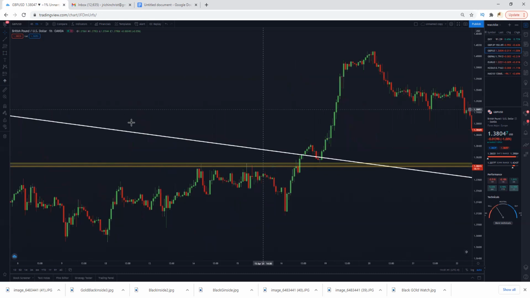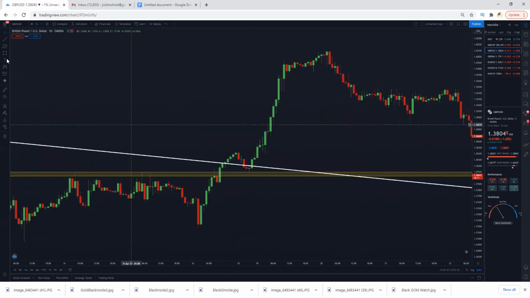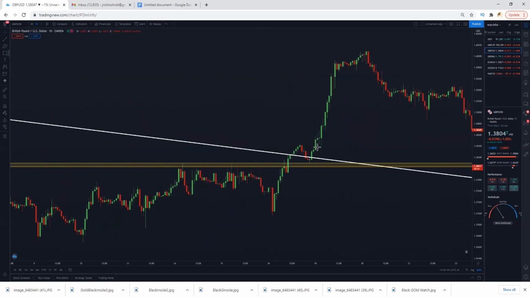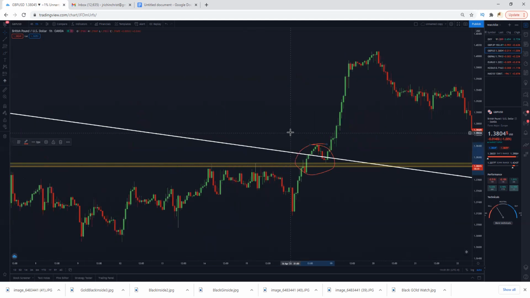Now, there's two ways you can do this. Okay, you see this area right here? This is the area of breakout. Anytime the market breaks out with a hard push, you know you're bound to have a pullback. I'm going to show you two entry methods.